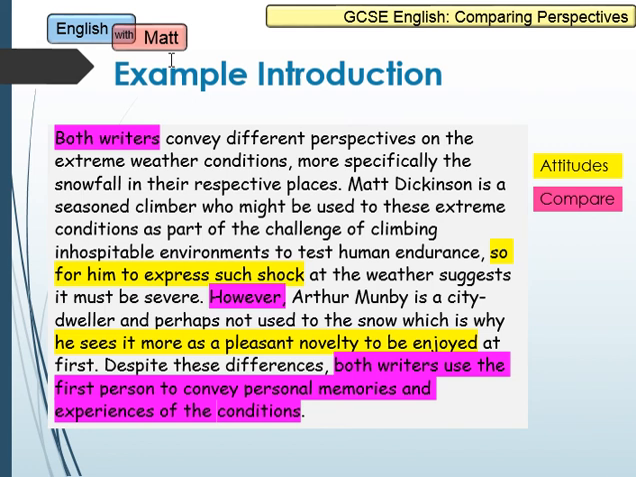So it says both writers convey different perspectives on the extreme weather conditions, more specifically the snowfall in their respective places. Matt Dickinson is a seasoned climber who might be used to these extreme conditions as part of the challenge of climbing inhospitable environments to test human endurance. So for him to express such shock at the weather suggests it must be severe. However, Arthur Mumby is a city dweller and perhaps not used to the snow, which is why he sees it more as a pleasant novelty to be enjoyed at first. Despite these differences, both writers use the first person to convey personal memories and experiences of the conditions.